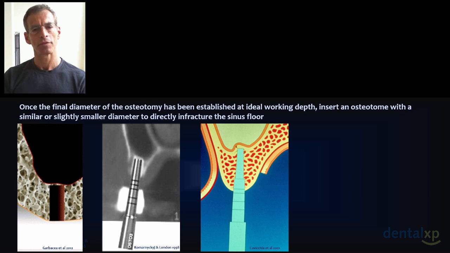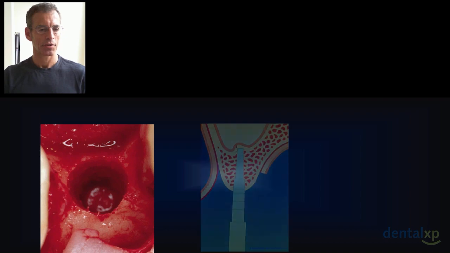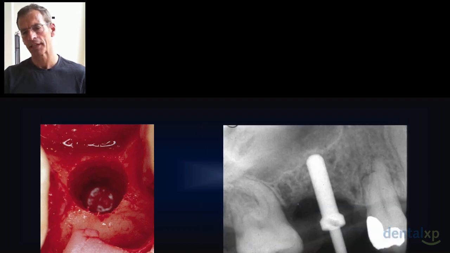Once the final diameter of the osteotomy has been established at ideal working depth, I will insert an osteotome with similar or slightly smaller diameter to directly infracture the sinus floor. Immediately after infracture, what you might see radiographically is a bowing of the sinus floor.